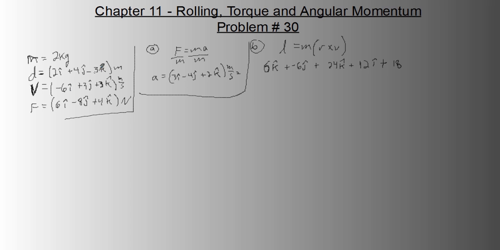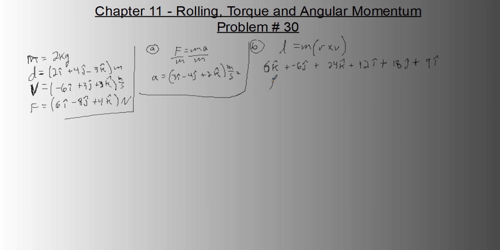Negative k is away. Negative i is to the left, so that's up. That's positive j. And then 3 times 3 is 9. Negative k away, positive j up. That's to the right, so i.